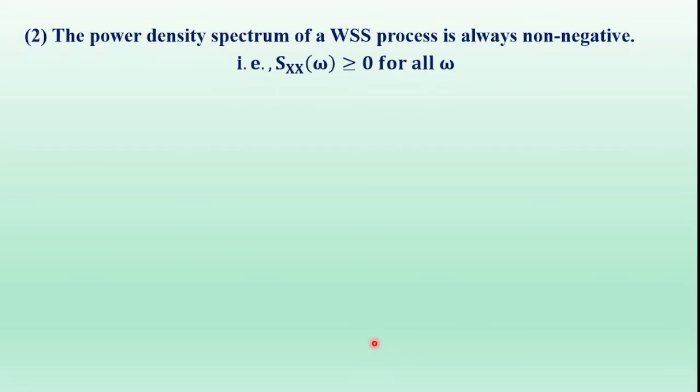And the second property: the power density spectrum or power spectral density of a wide sense stationary random process is always non-negative. That is, Sxx of omega is always greater than or equal to 0 for all values of omega.